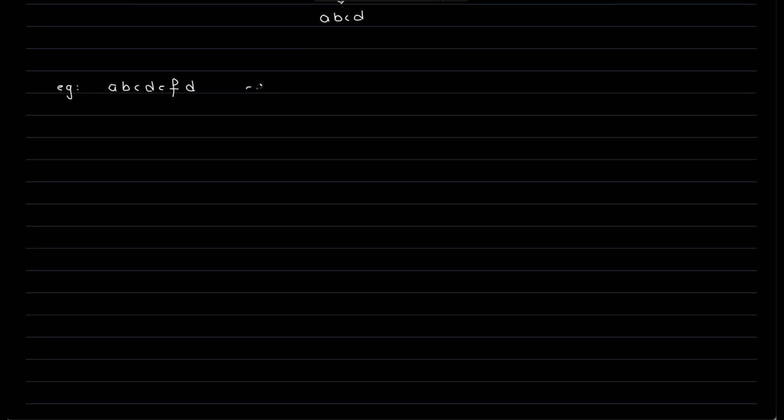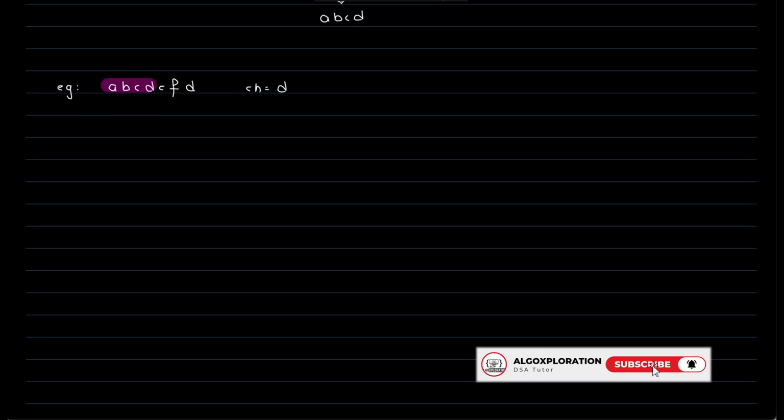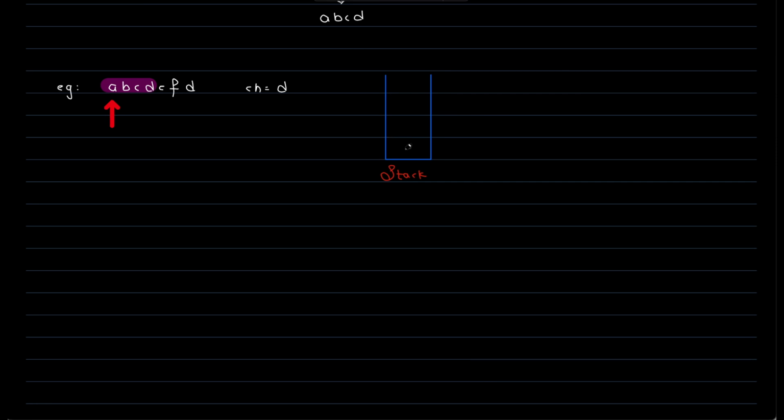So the character is D, and we need to reverse this part. Right now, here's the stack. First we will push A, then B, then C, and D. When I encounter D, I get to know that it matches the character, so I'll stop.